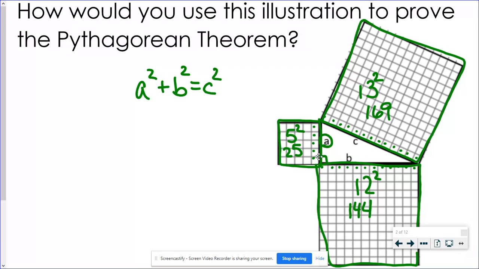Remember that one video with the little Post-its that moved around with that awesome music? The 25 squares from square A plus the 144 squares from square B could all fit exactly into the 169 squares from square C.